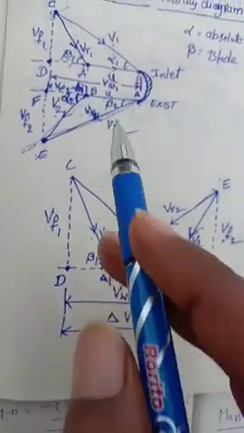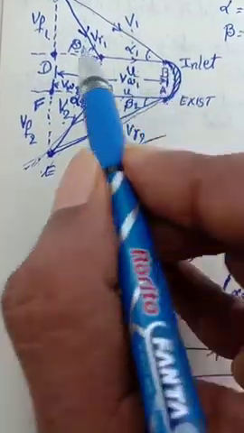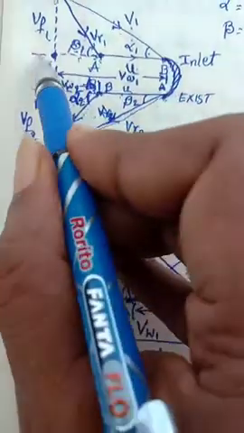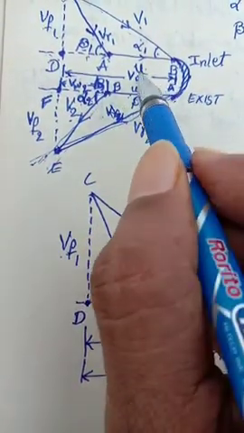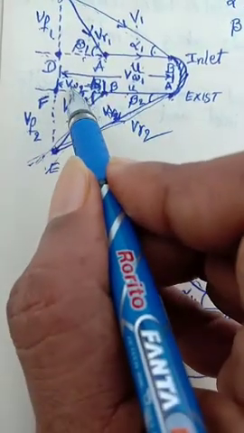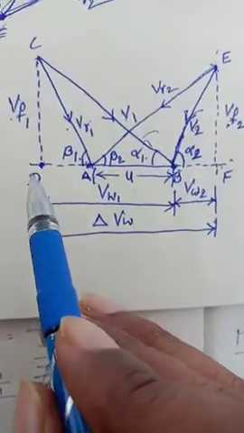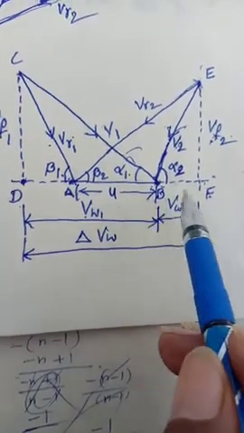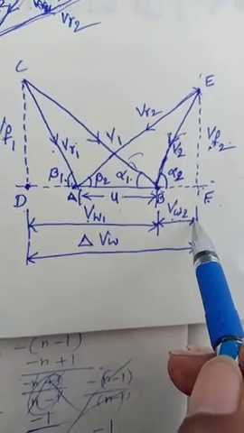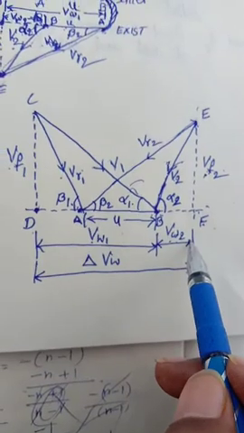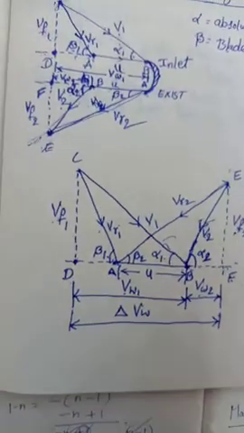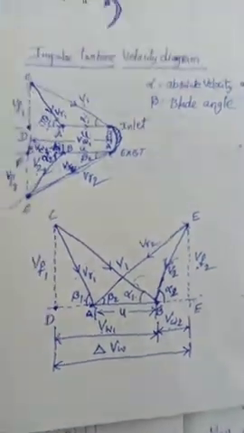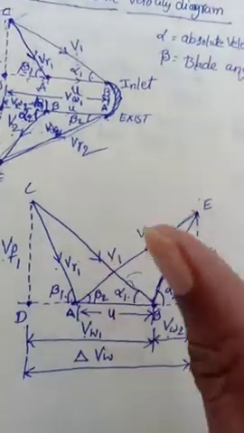And now coming to the point here, D to B is the distance, whirl velocity VW1, and B to F is the whirl velocity VW2 at outlet. Okay, right? This is the diagram. So this concept you must remember.